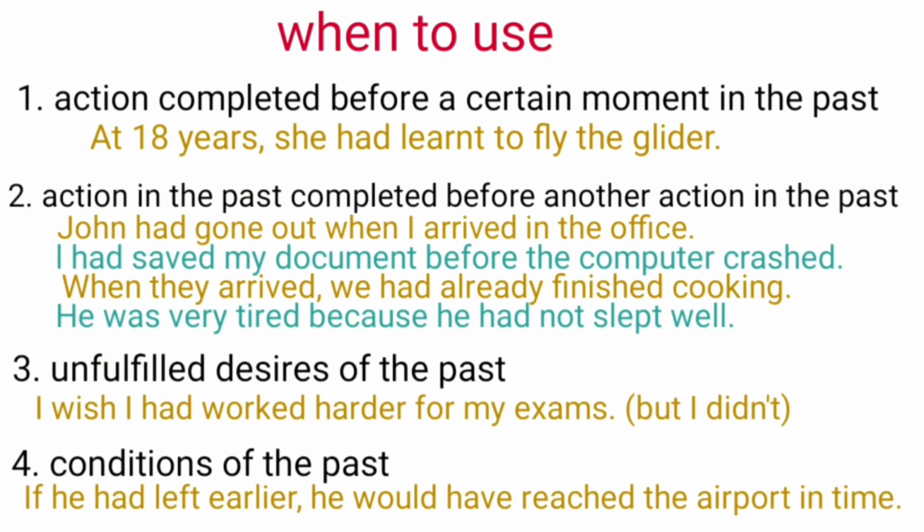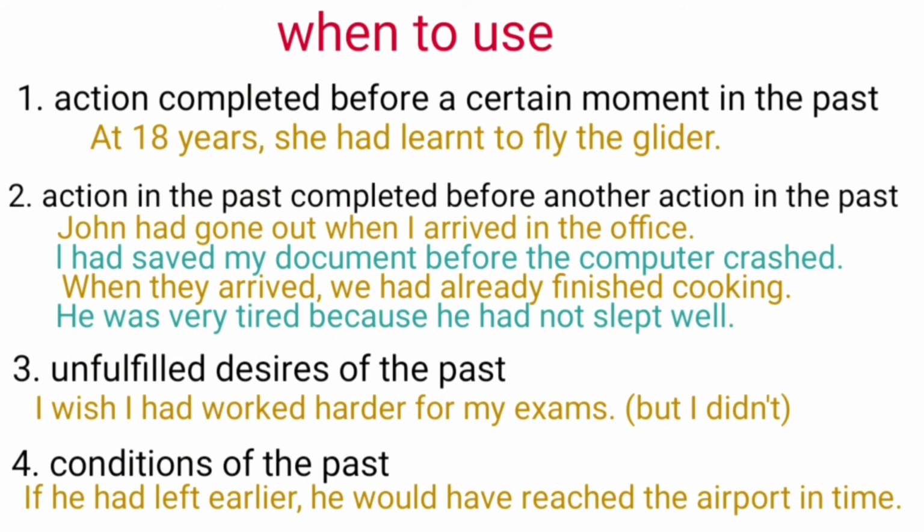Now, let's see when to use this tense. First is in actions completed before a certain moment in the past. Example is, at 18 years, she had learned to fly the glider. Here, at 18 years is a certain moment in the past and the completed action is learned to fly the glider, which is given in the past perfect tense. Another example is, at 5 p.m., the match had ended.